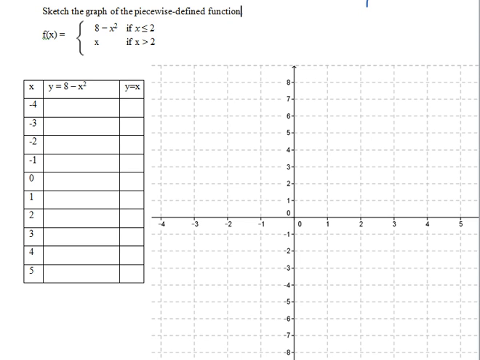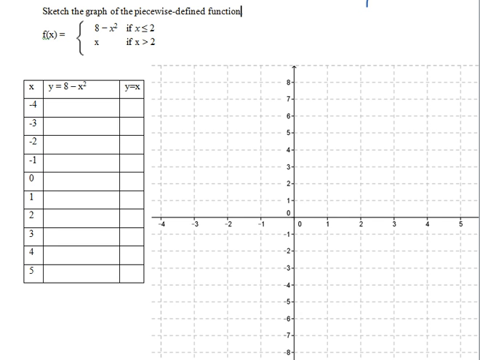The first function that we are going to graph is f of x equals 8 minus x squared if x is less than or equal to 2, and x if x is greater than 2. We see that the domain of this function is actually all real numbers. We will be graphing it on a grid that goes from -4 to 5.